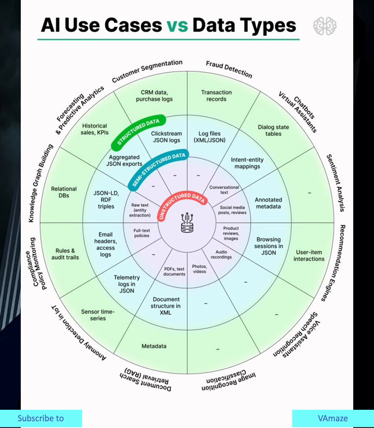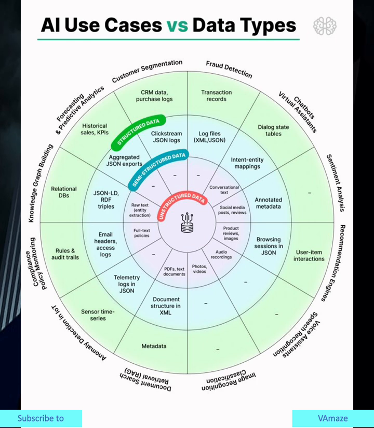The data type layers, from structure to chaos. The structured core, traditional database excellence. At the center, we see relational DBs, transactional data, and social media posts forming the structured foundation. This represents the comfort zone for most organizations: clean, queryable, well-understood data types that have powered business intelligence for decades. These structured data types enable use cases like customer segmentation, fraud detection, and basic recommendation systems. They provide the reliable foundation upon which more complex AI applications can be built.